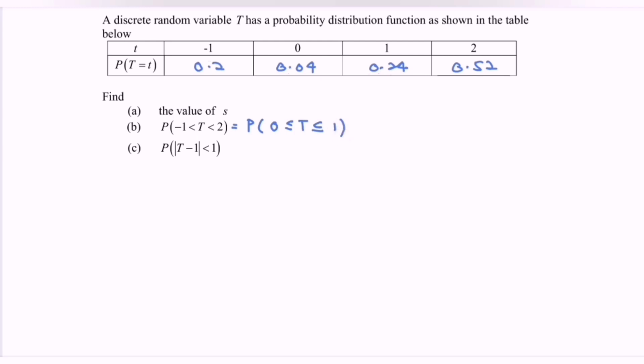So kindly refer to the table. We are required to add the 0 and the 1. So in here, we will have 0.28 or 7 over 25.